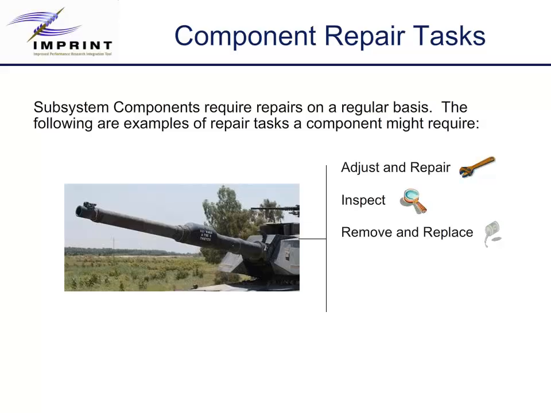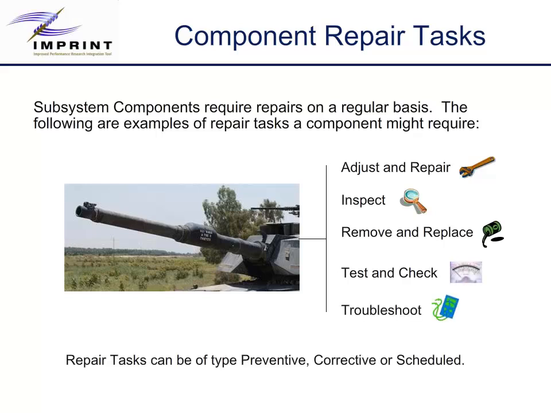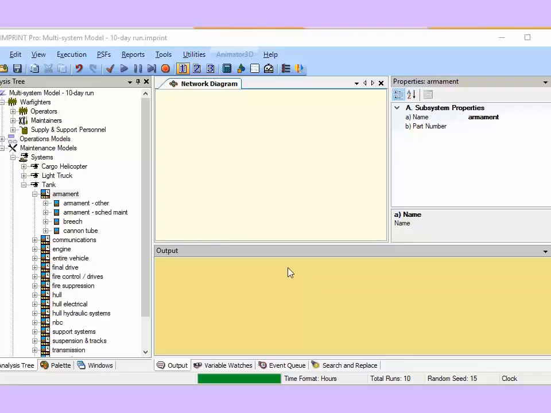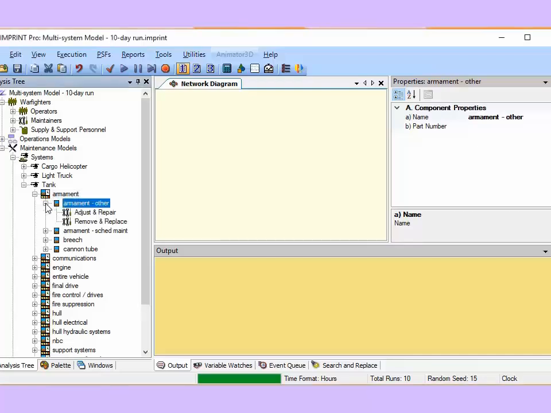Components have maintenance actions performed on them. Repair tasks are things like adjust and repair, inspect, remove and replace, test and check, or troubleshoot. They can be preventative, corrective, or scheduled. Expand any component to view the repair tasks. To see the repair tasks, I just expand any component. So here is my tank system, my armament subsystem. I'm going to expand my component armament other, and I can see that there's 2 maintenance tasks associated with it. Adjust and repair, and remove and replace.